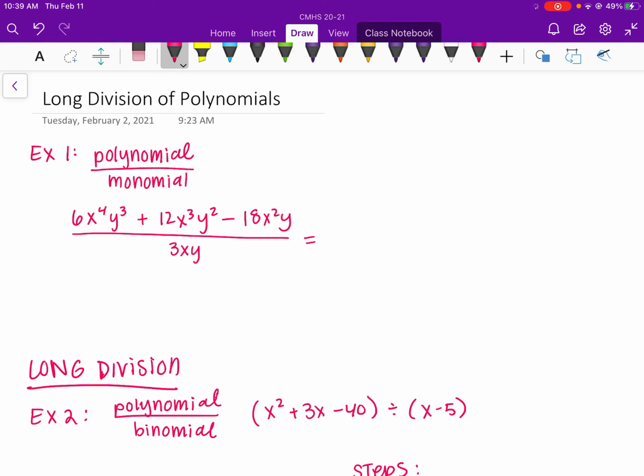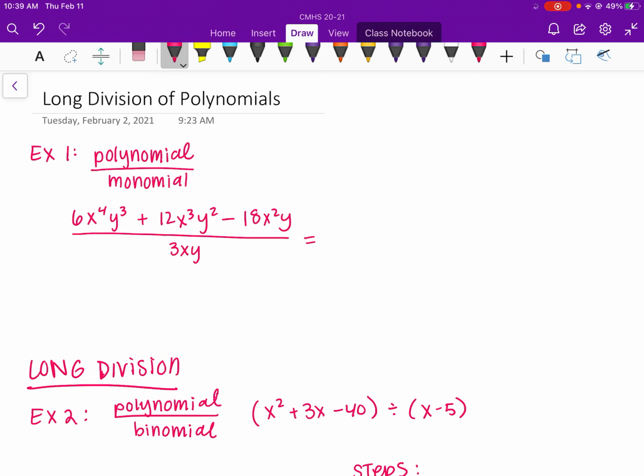But anyways, today we're gonna talk about dividing polynomials, not just subtracting, like actually dividing. So this one's pretty easy. Here we have a polynomial, technically a trinomial, on the top divided by a monomial. So that's what I wrote up there by example 1: polynomial divided by a monomial. Here's what we do for that.